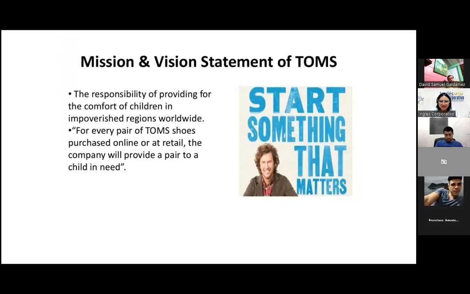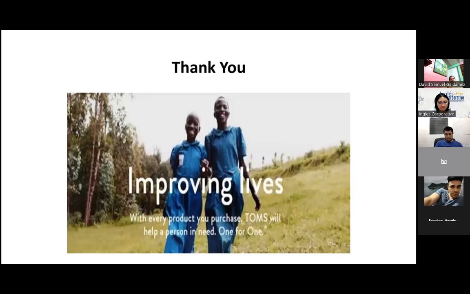Okay, the mission and vision statement of TOMS: the responsibility of providing for the comfort of children in impoverished regions worldwide, and for every pair of TOMS shoes purchased online or at retail, the company will provide a pair to a child in need. Okay, next. Improving lives. With every product you purchase, TOMS will help a person in need, one for one. That's it, sir. That's it.